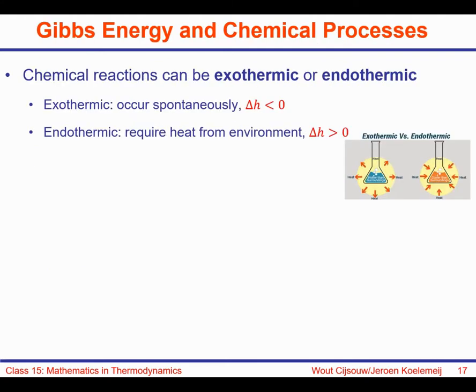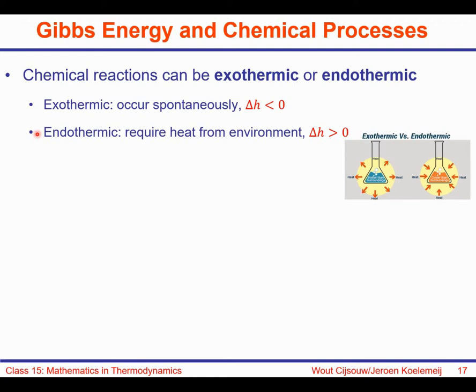Now, let's go back to the Gibbs energy for a minute and have a look at it in the context of chemical processes. Chemical processes or reactions can be either exothermic or endothermic. And maybe you remember from your high school chemistry that exothermic reactions occur spontaneously and they are accompanied by a change in enthalpy that's smaller than 0. And endothermic reactions, on the other hand, require heat to be added from the environment into the system in order for the reaction to take place, and they're characterized by a change in enthalpy that is larger than 0.